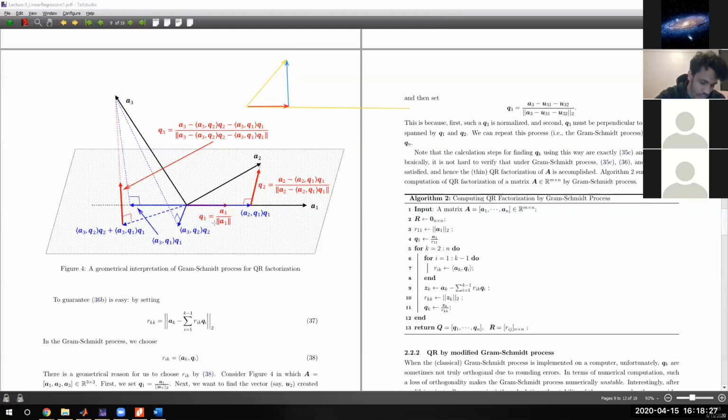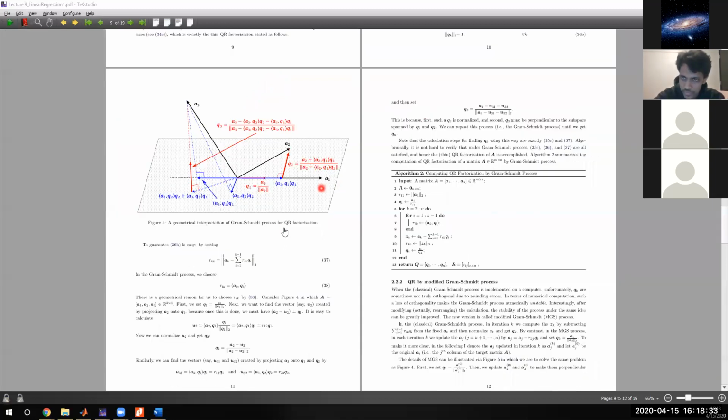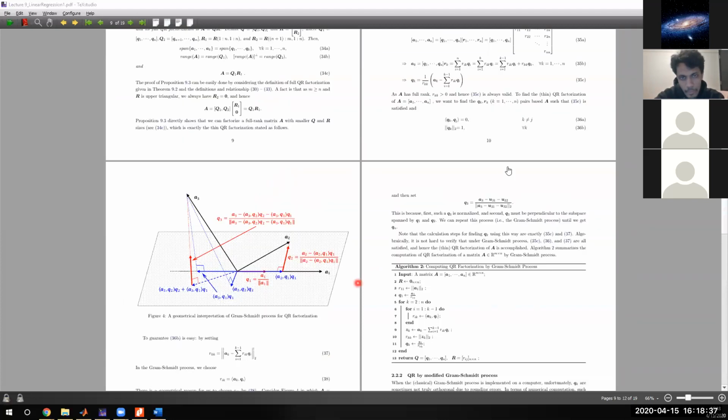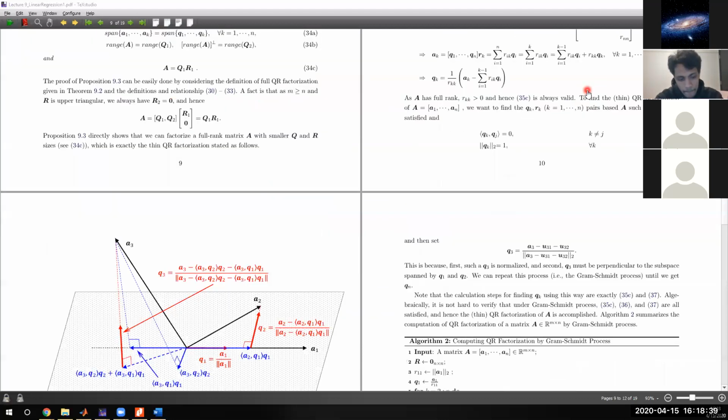So this is the geometric interpretation for the 3D. But for 4D, I cannot draw it. If you have a higher dimension than 3D, then you need to use the algebraic way, which is to substitute 37 and 38 into 35C and really verify it. You can, as I mentioned, just try Q from 1, 2, 3, 4. And I guarantee you're going to find something really beautiful and amazing.